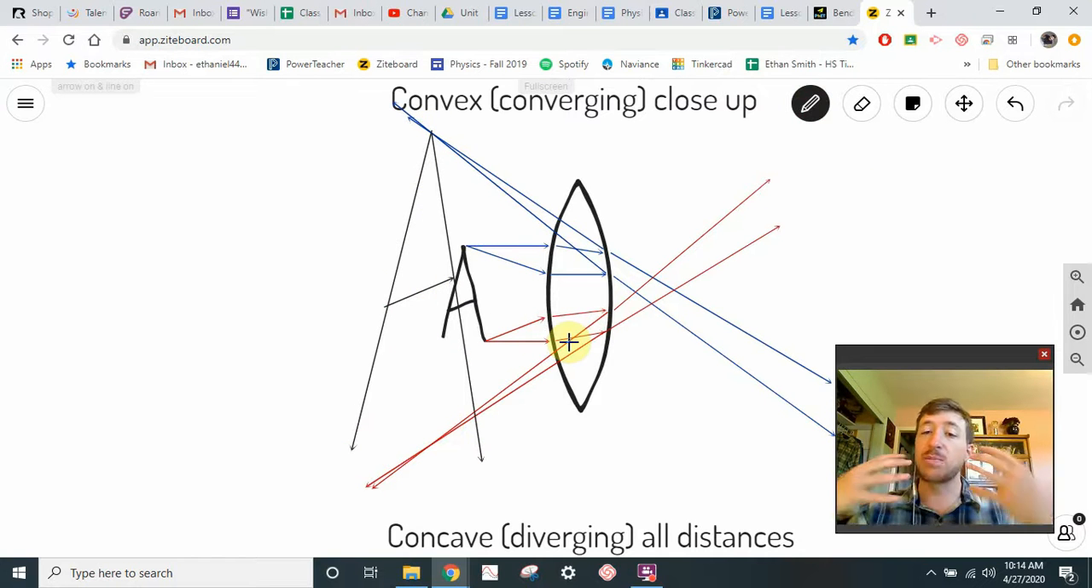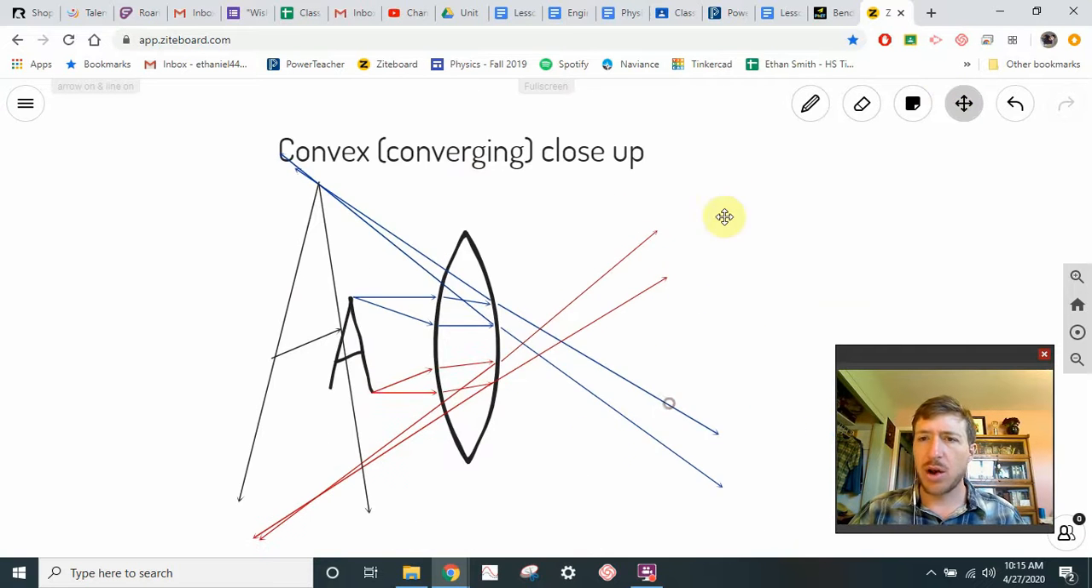Right? So we see an A that is bigger than it actually is, and that's how this convex lens works when we're close up. The last lens, so I guess we could fill in here. What do we actually see? Right? So we see the image is bigger than it actually is, and the image is right side up. And that's what we end up with.